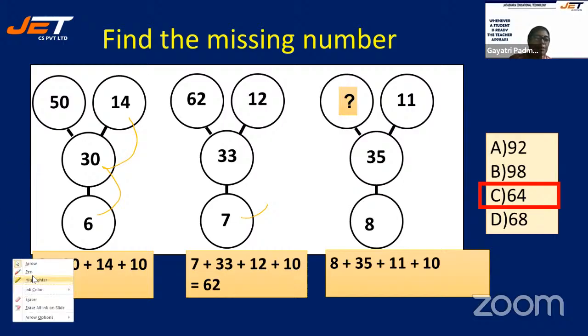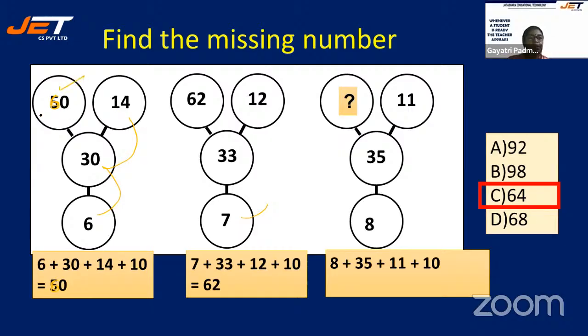So there's a small correction that you need to make here. What correction is it? Here it should be 60. Then only you can get 60 here. If you add 10, you will get 60. See? 30 plus 6, 36. 36 plus 14, 50. Plus 10 will give you 60 here. So this should be 60. So there's a small mistake. You can just make the correction.